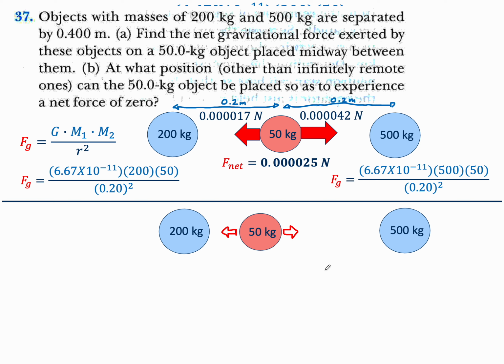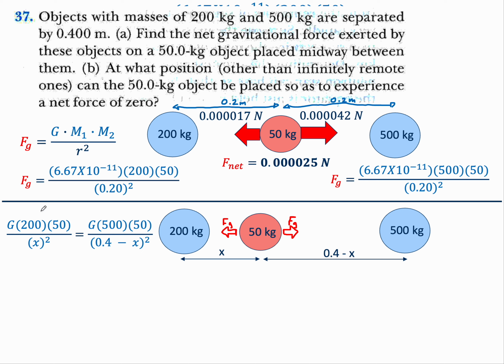So what do we have here? I'm going to call this distance x. And in that case, then, this distance over on this side is going to be 0.4 meters minus x. What do we know has to be true about these two forces? These two forces of gravity must be exactly equal and opposite magnitude. To write that, I'm just going to go ahead and write this equation. The gravitational force on one side, 200 times 50 over x squared, equals the gravitational force on the other side, 500 times 50 over (0.4 minus x) squared.